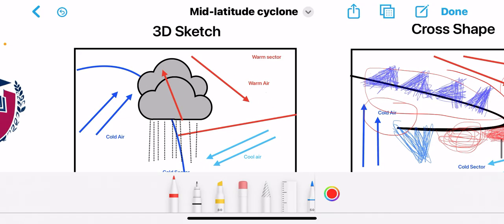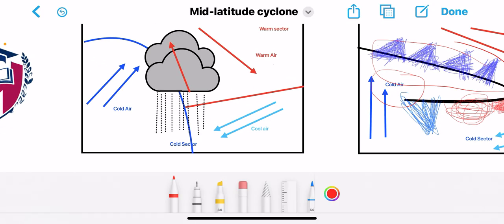Okay, I want to show you something. On this 3D sketch, you can see that this is the cold front. This blue line represents the cold front, and this red line represents the warm front. So when they give you a sketch and they ask you what kind of occlusion this is, you must see the cold front touching the ground, to show that it is undercutting the warm front.